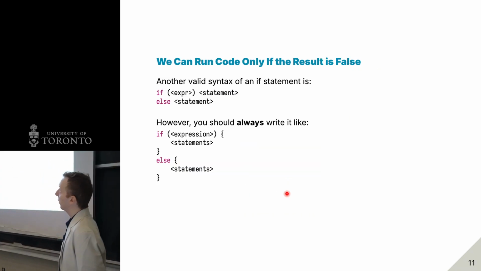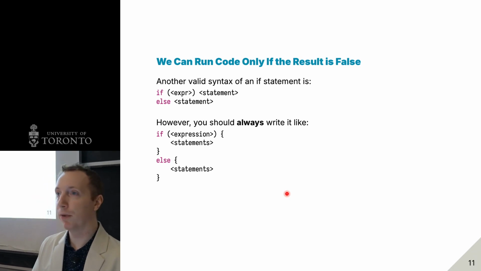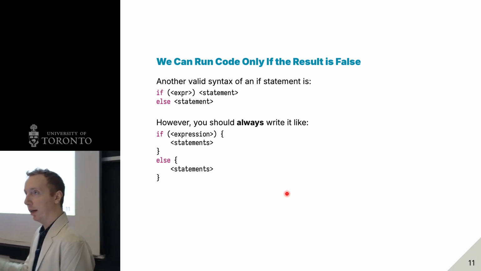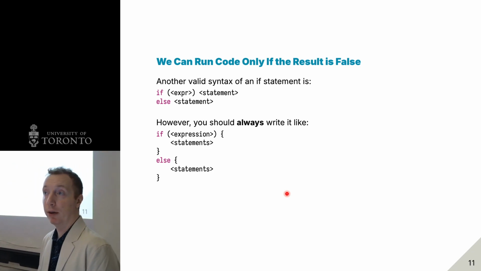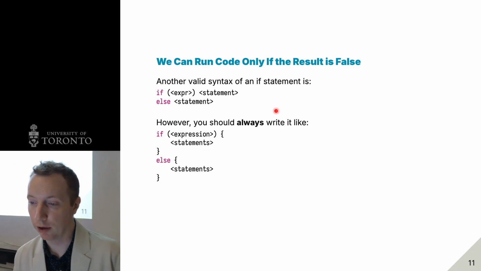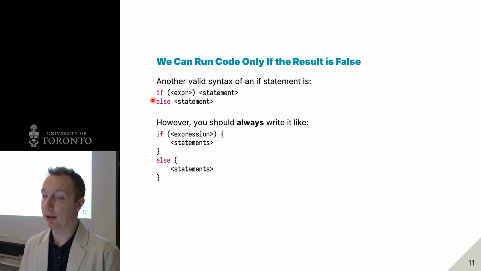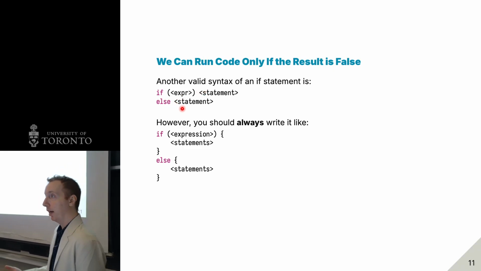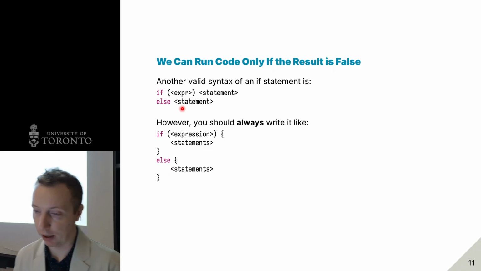Other things we can do is, instead of just skipping over some code if the expression evaluates to false, maybe I want to run something different if that expression is false. So another valid syntax of an if statement is I can do something like if expression statement and then have something called an else statement. In that case, if it's false, it will run the statements in the else branch.